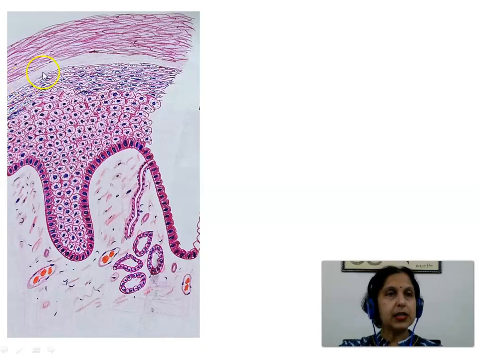This layer which we see here is the stratum lucidum, a homogeneous eosinophilic layer. We cannot appreciate the cell boundaries. No nuclei and cell organelles are seen, as it's a transitional layer of cell death.